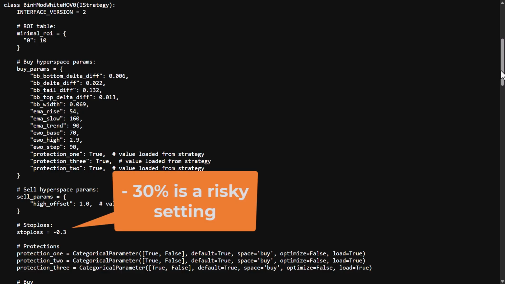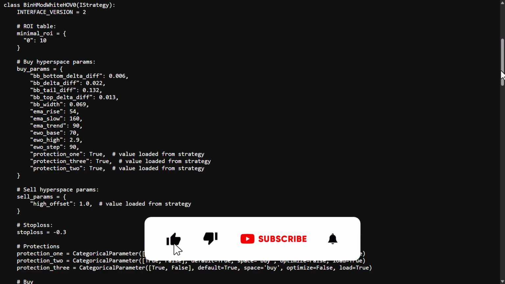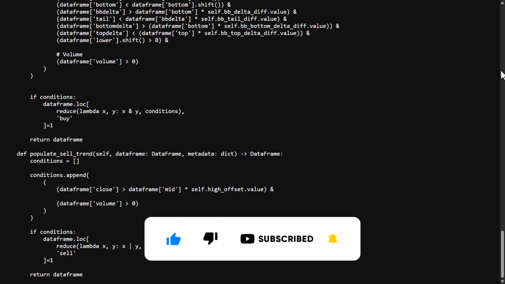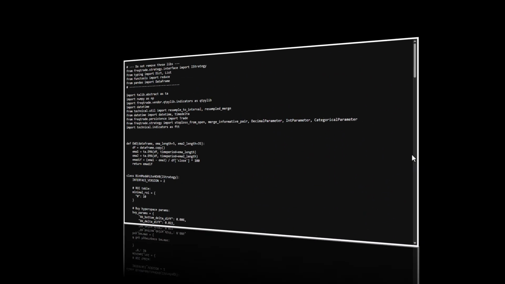And the 30% stop loss is, in my personal experience, way too high. One stop loss hit can destroy a whole range of tiny trades. And this is why I would recommend using a more reasonable stop loss, but more on that later. Because now that we understand the basics, let's dive into how the strategy actually performs in backtests.